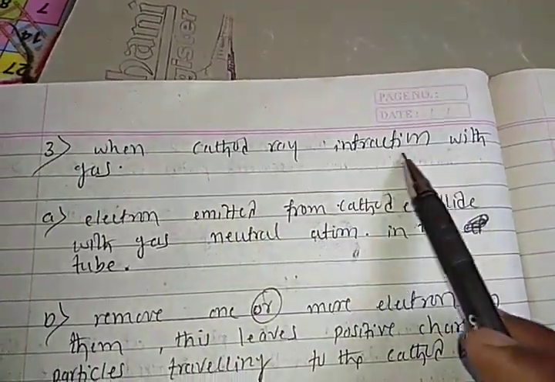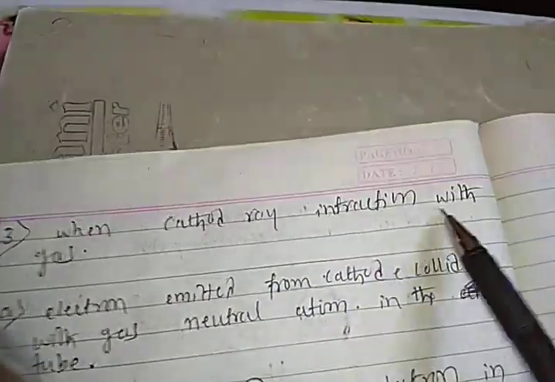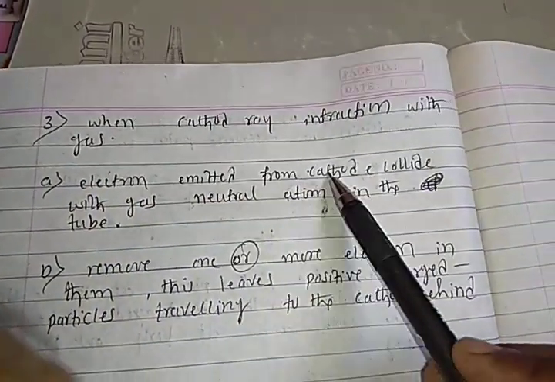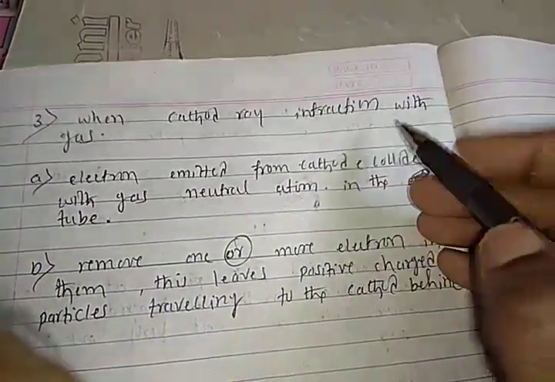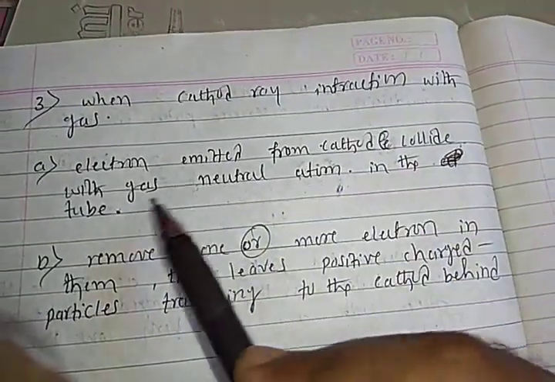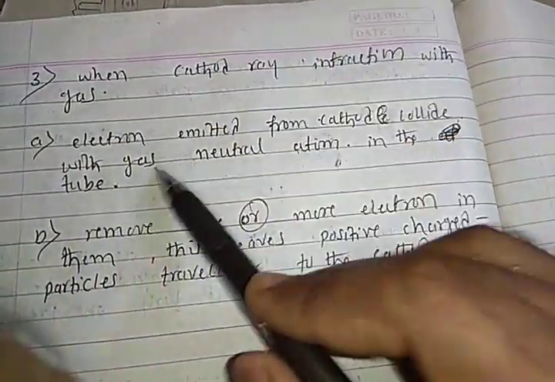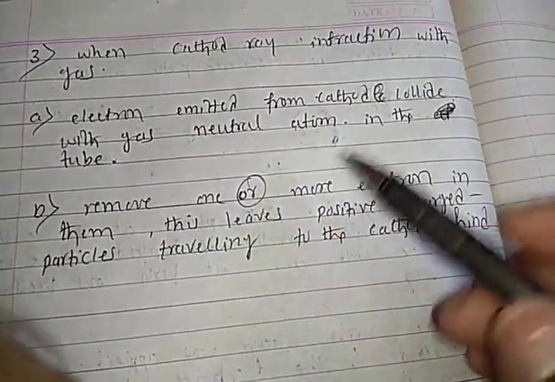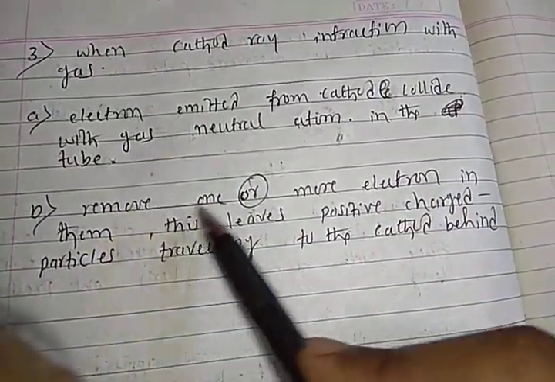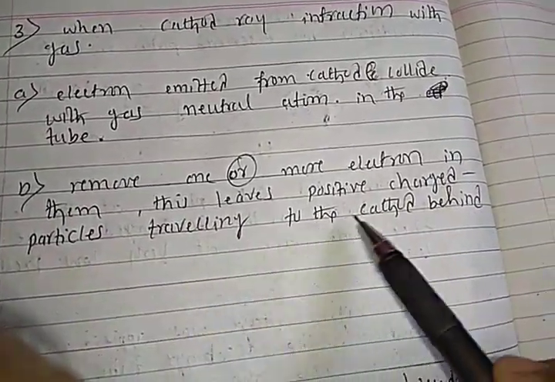When a cathode ray interacts with the gas, why we use gas here we will discuss, students. Electrons emitted from the cathode collide with the neutral gas atoms in the tube. So the electrons collide with the gas particles, right? How they collide I will explain here. They remove one or more electrons, and then a positive charge particle is left, traveling toward the cathode side. Okay students, listen here.